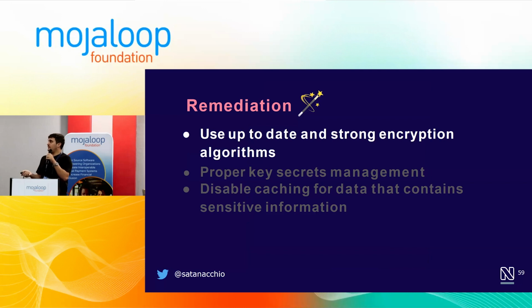So how do we fix this? Use up-to-date and strong encryption algorithms. For example, SHA-1 is a hashing algorithm. It's outdated. It can be reversed, so don't use it.